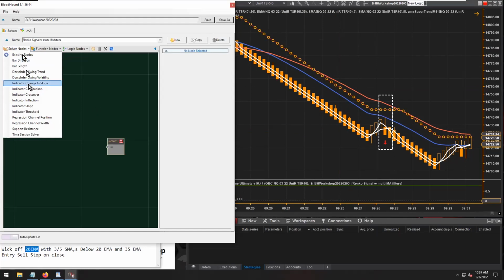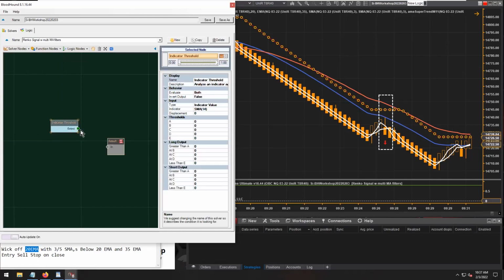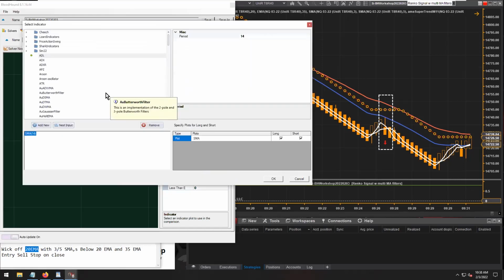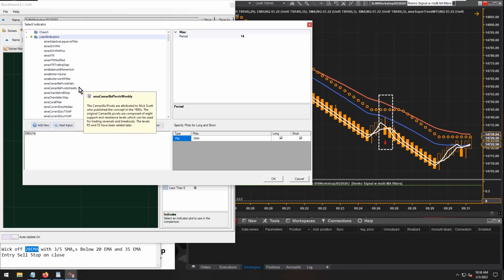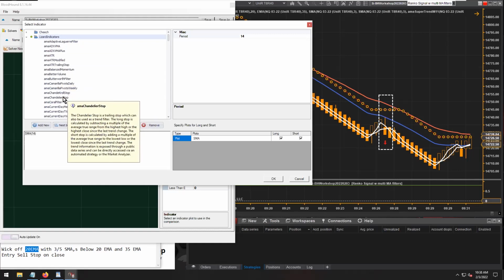For that, I'm going to grab a threshold solver. There are several ways to determine the trend direction of the SuperTrend, but I'm going to use the threshold solver. For the input, I'm going to replace the SMA with the SuperTrend. This SuperTrend came from Lizard Indicators. You can also find it on Futures.io, at least older versions.